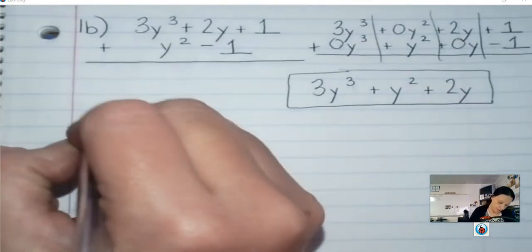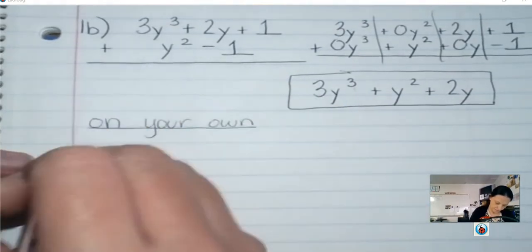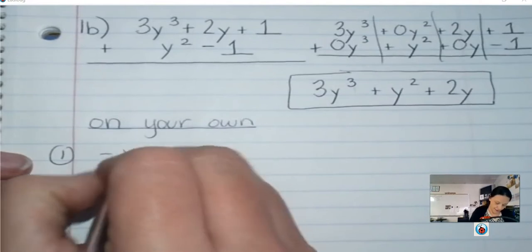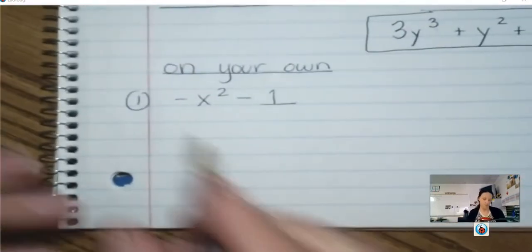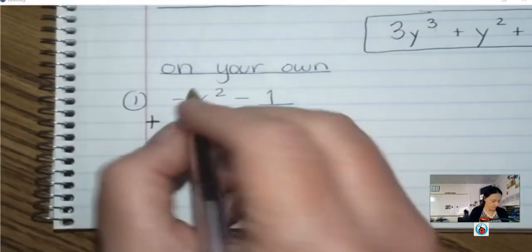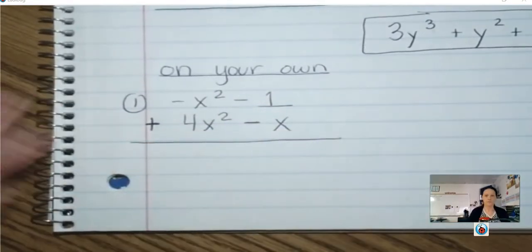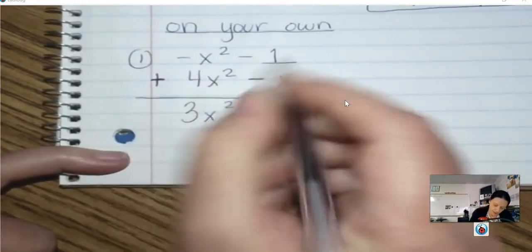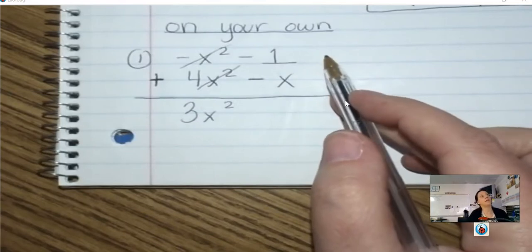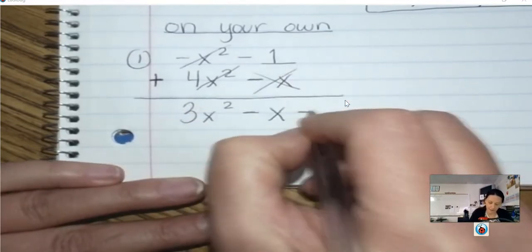Okay, now we're going to do some on your own. Number 1: negative x squared minus 1 plus 4x squared minus x. Go ahead and find the sum. I add 4x. If I have a negative 1 and a positive 4, I now have 3x squareds. There were no x's, and I took away an x, so I have a negative x, and then I have a minus 1.